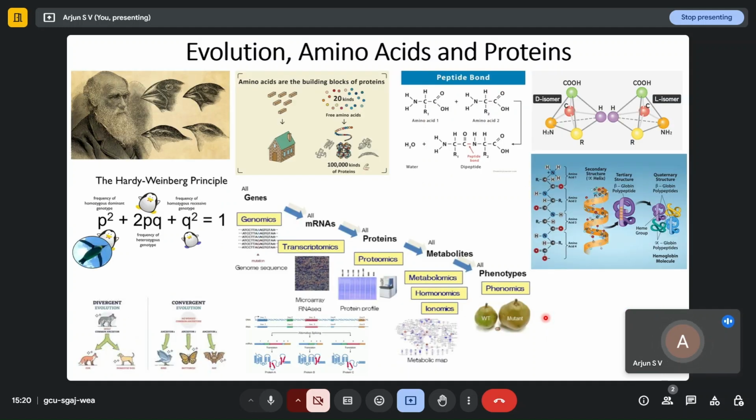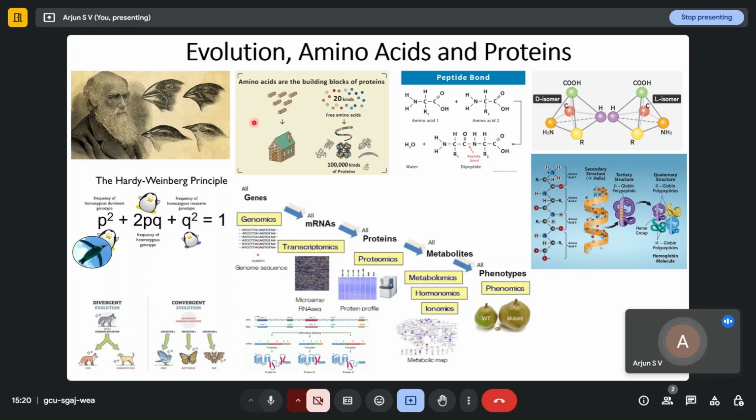And then, towards the end of week 6, we also saw more about evolution and how Darwin's theory of evolution suggested that different types of animals are subjected to different environmental cues, and depending on that, their features change over time. And we also saw more about the Hardy-Weinberg principle, which suggests that under certain conditions, the frequency of homozygous dominant alleles and homozygous recessive alleles added with the heterozygous alleles will always be the same. And then we also saw some examples of convergent and divergent evolution.